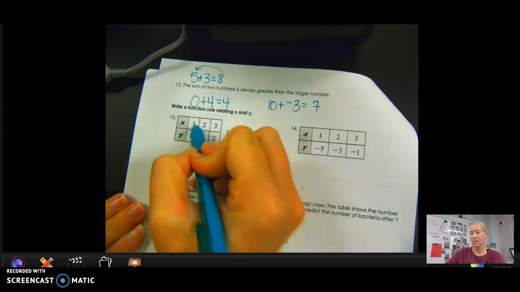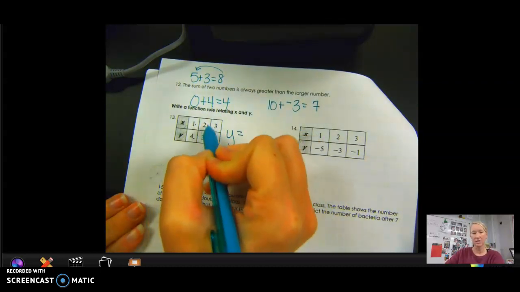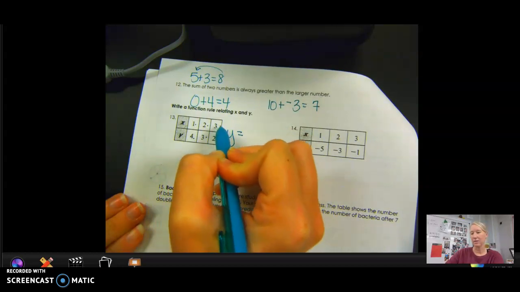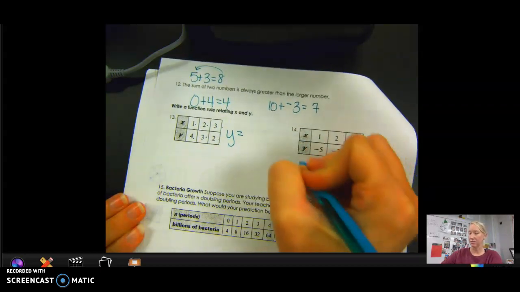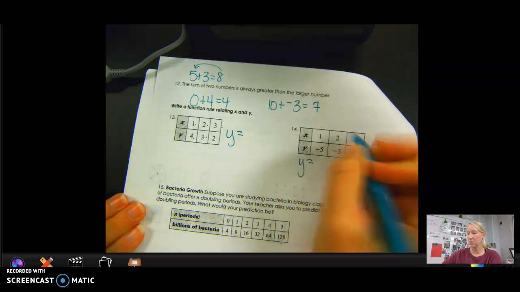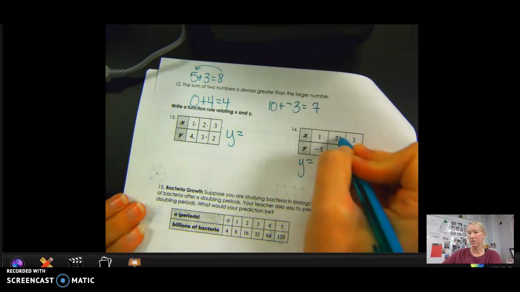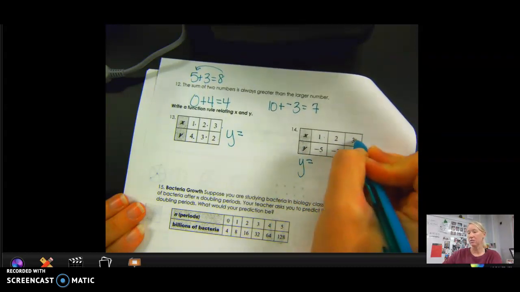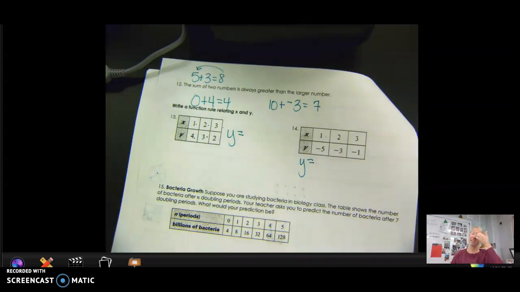So what do you do to 1 to get to 4? What do you do to 2 to get to 3? What do you do to 3 to get to 2? Same thing here on 14. You're going to do a y equals equation. What do you do to 1 to get to -5? What do you do to 2 to get to -3? What do you do to 3 to get to -1? And it has to be the same thing every time for it to work.